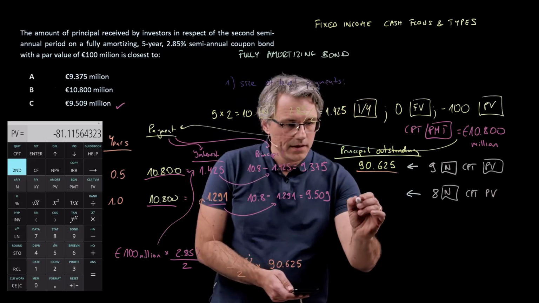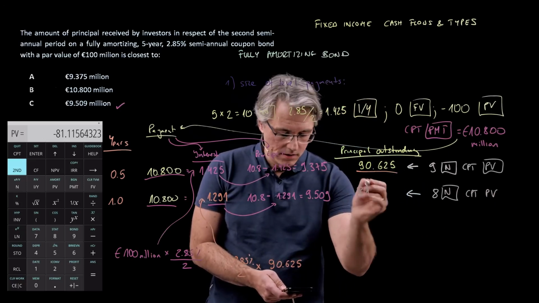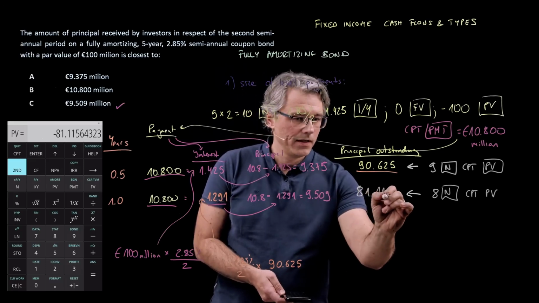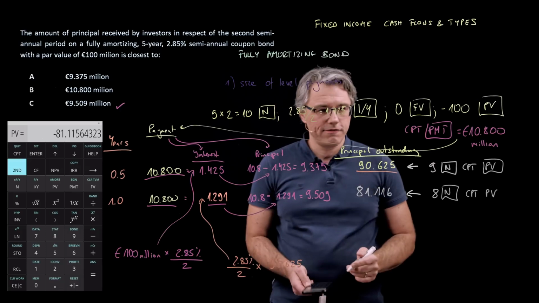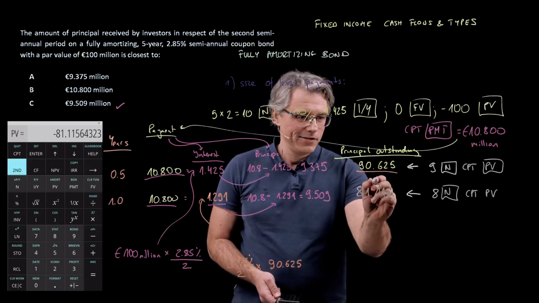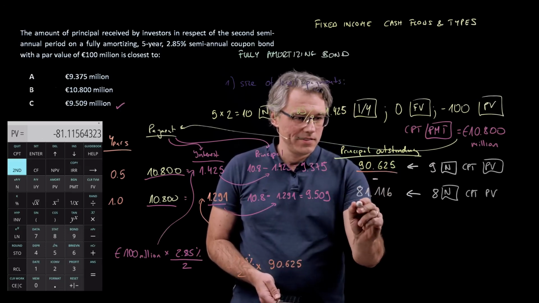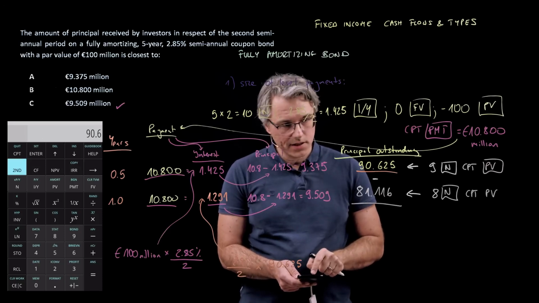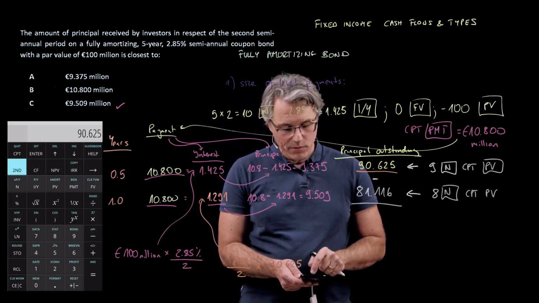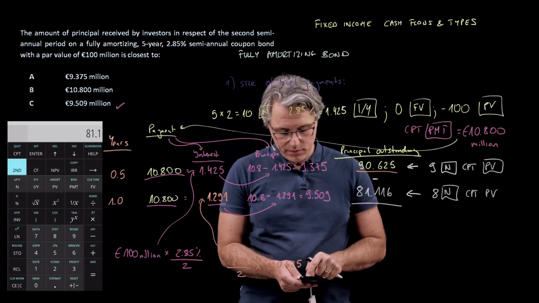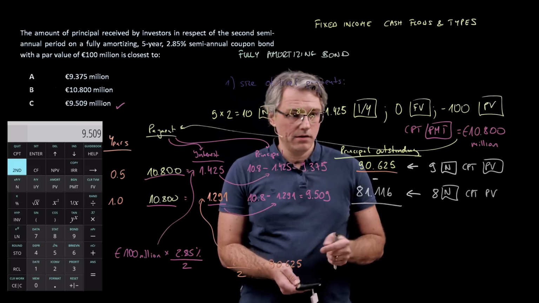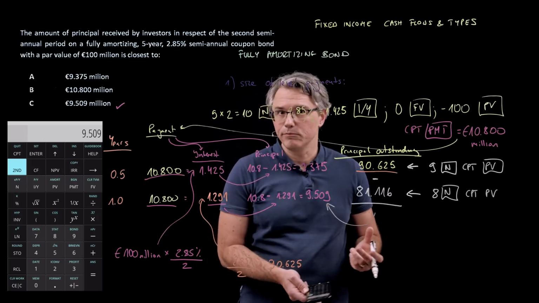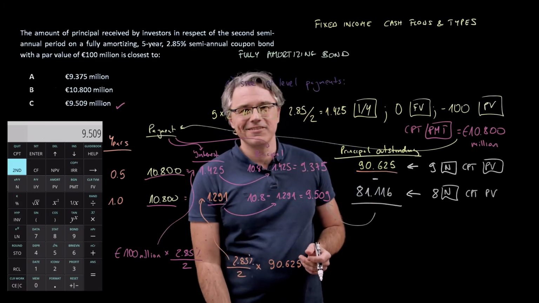And I see 81,116 roughly. Okay, and let's see if doing this minus this gives us the right result. 90.625 minus 81.116, 9.509. Absolutely right. Much easier, much quicker than doing it the long way.